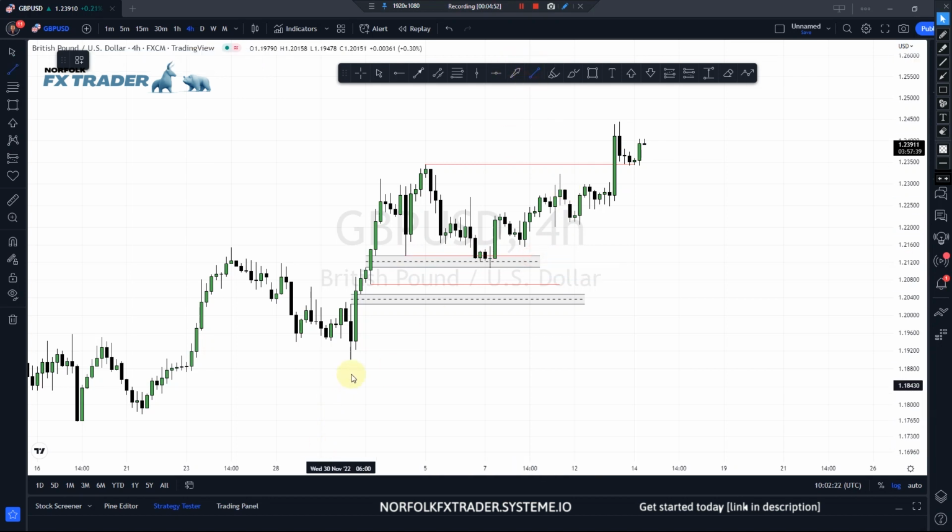And then you have the main low. But if price goes through this low, then we have a change in trend. So we can see price comes back into this area of imbalance. We fill it, we go below this low.